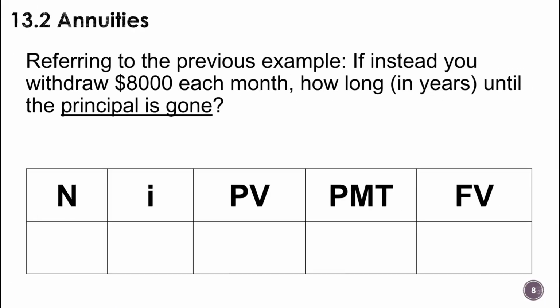Referring to the previous example, if instead you withdraw $8,000 each month, how long in years until the principal is gone? Okay, so this time we're going to compute the number of periods. You actually can still leave this one and this, right, the 4.5 divided by 12 and the negative $800,000. Right, you could leave those on, but if you forget and you've cleared it, that's okay. Sometimes when you're working on the same problem, or you've got parts of a problem and we're just changing a little bit, you can just leave those numbers on there.